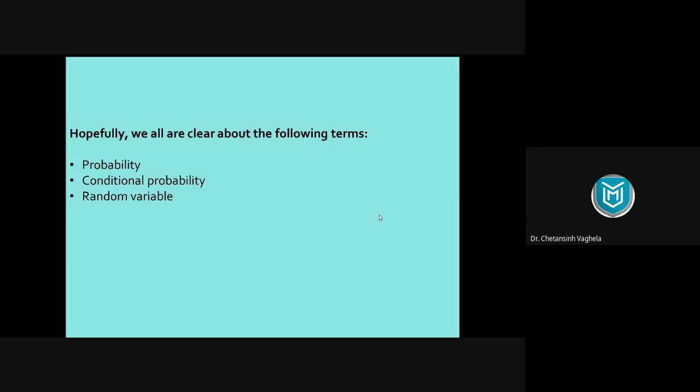Random variable. What is a random variable? Can any of you reply in your own words? If you have to define a random variable, what is it? What is a random variable? Any of you? It would be good.